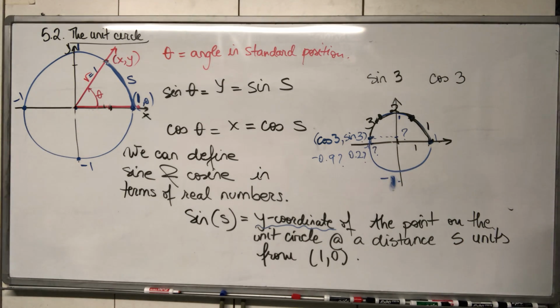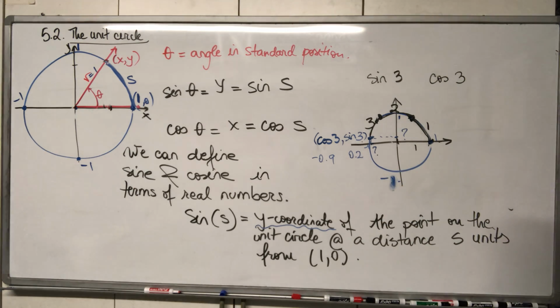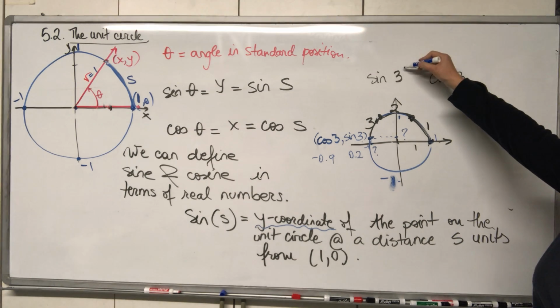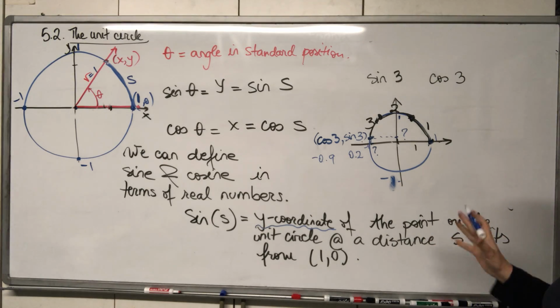So again, put it in your calculator. It will tell you exactly how much that is. I'm curious. Okay. So that's how you find sine, cosine of any real number. It doesn't have to be of 3 degrees. It doesn't have to be of 3 radians, of the number 3.